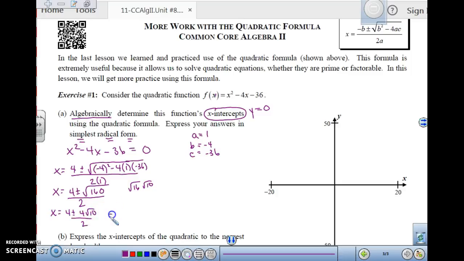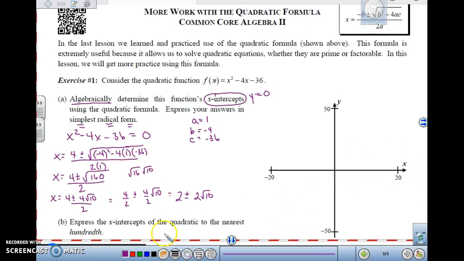Now, when I simplify this, remember that this 2 is dividing both of these terms. I like to split it into separate fractions so I know what I'm dividing. And notice it can only divide the rational number out front, because irrational and rationals can't divide each other. So 4 over 2 is 2, plus or minus 2 radical 10. All right, so those are the x-intercepts.